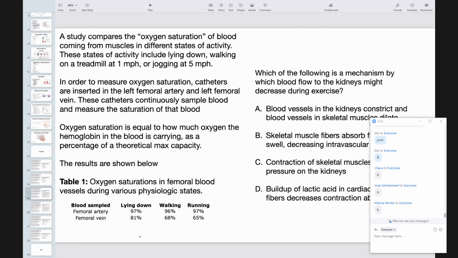All right, next question. Which of the following is a mechanism by which blood flow to the kidneys might decrease during exercise?